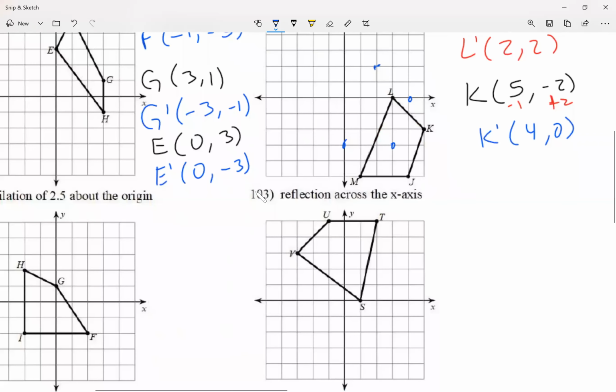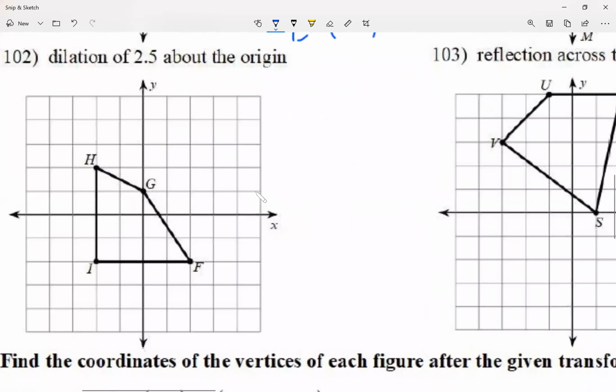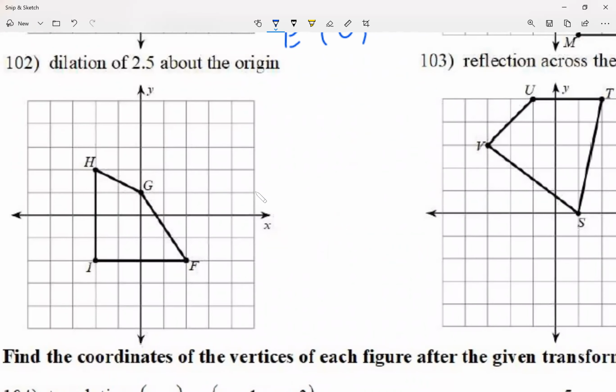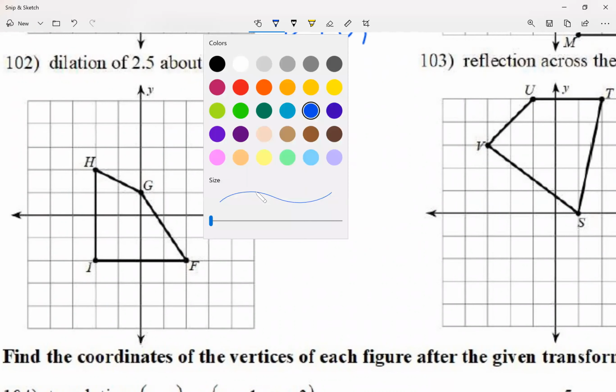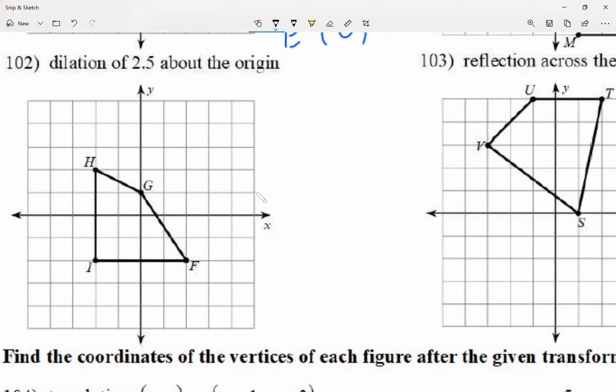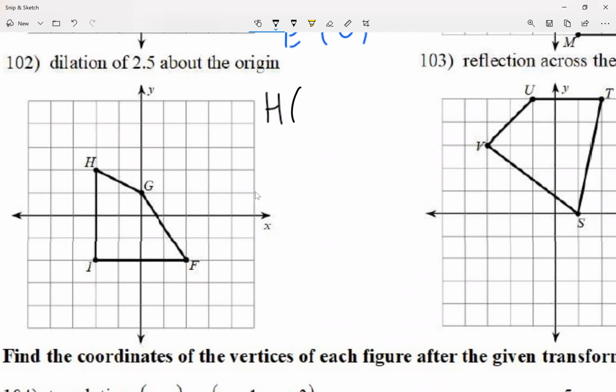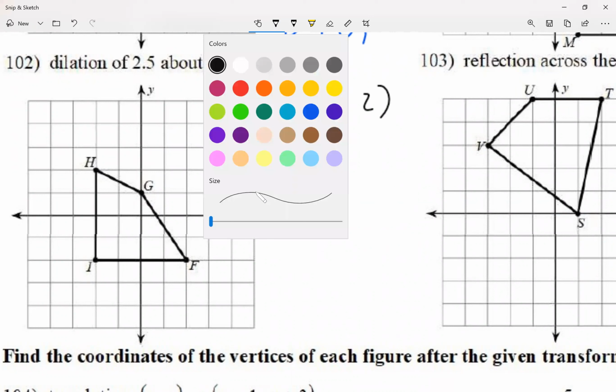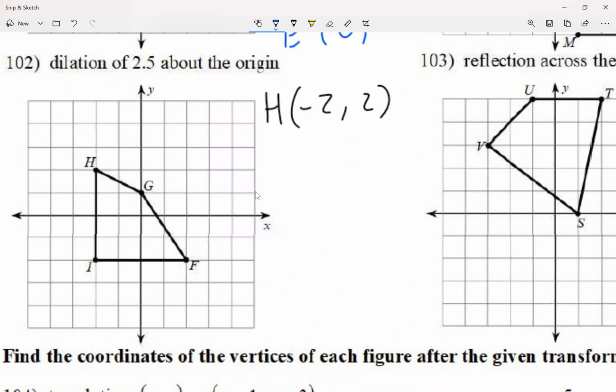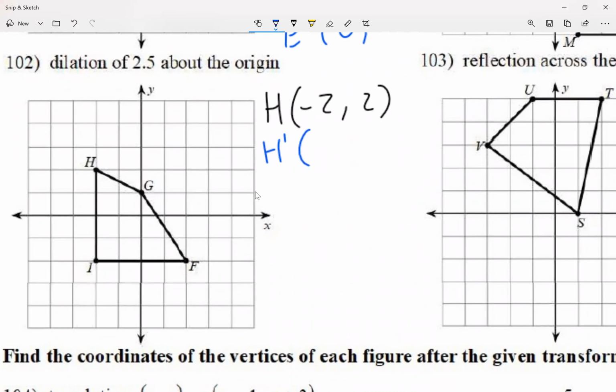Now let's take a look at question 102. Dilation. I have to multiply everything by the scale factor. So let's say I asked you guys for H prime. So we're going to follow point H. To begin with, H is negative 2, 2. Now H prime, because I'm asking for H prime, multiply each number by 2.5. So it's going to give me negative 5, 5.